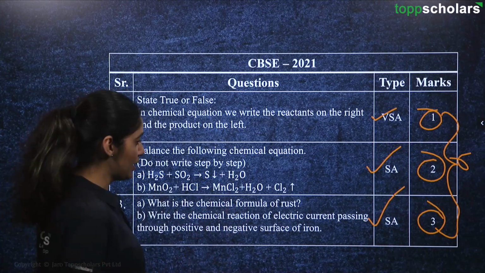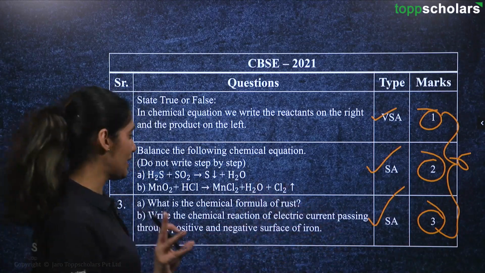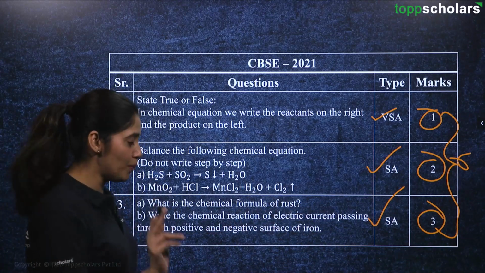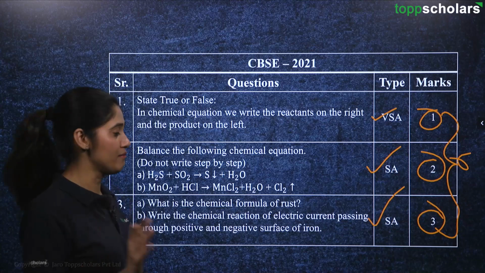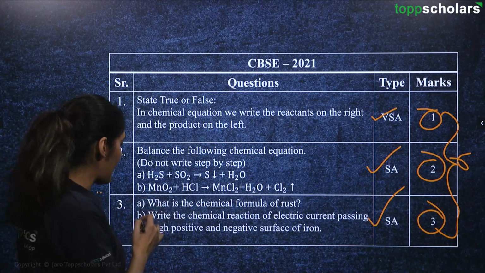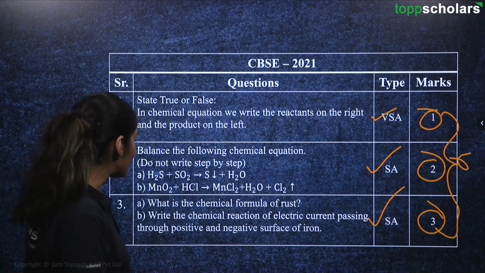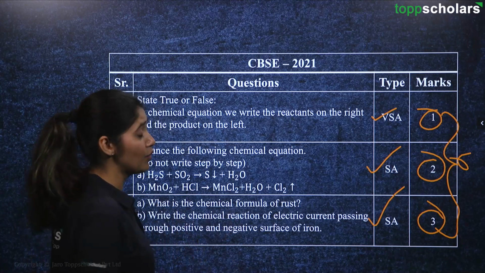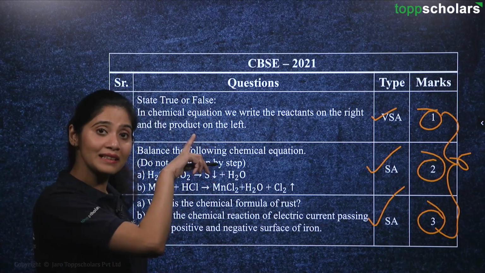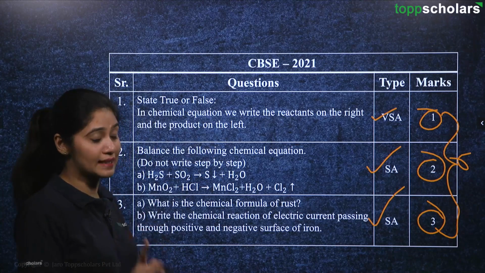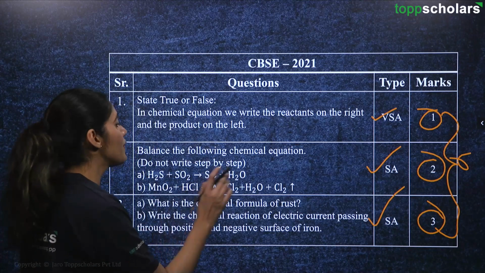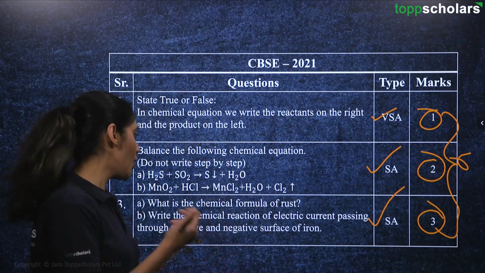What is the chemical formula of rust? Now this is a 3 marks question. It has 2 parts, so we can assume that 1.5 marks for question A and 1.5 for B. So the first one is, what is the chemical formula of rust? We have seen it in the previous question and we will be discussing it further as well. So we will know the chemical formula of rust.